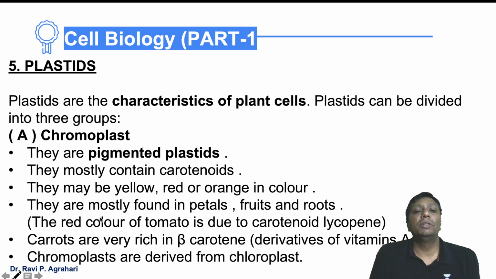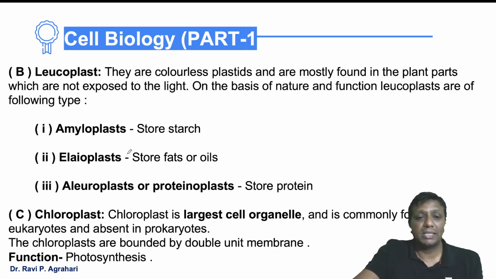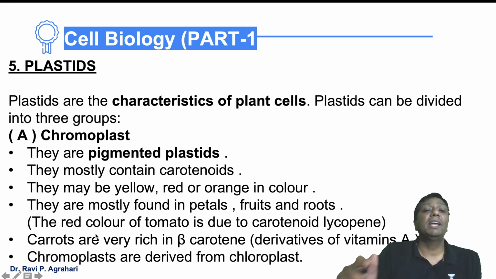After all this, we will go into the discussion of plastids. Plastid is one more cell organelle you know very well. Plastids are a characteristic of the plant cell, and I'll tell you the characteristics of the plant cell especially. Plastids have different types, especially three groups. The first group is called chromoplast. The second group is called leucoplast, and the third group is called chloroplast. So these are three different types of plastid, guys.